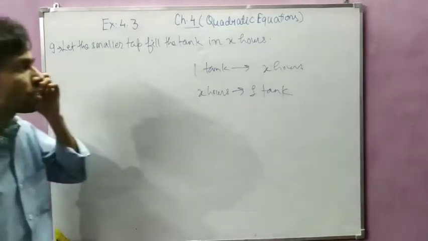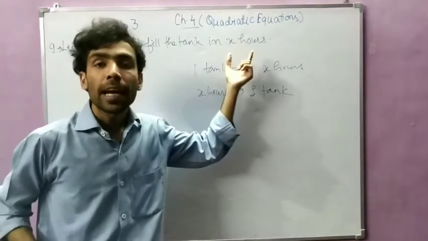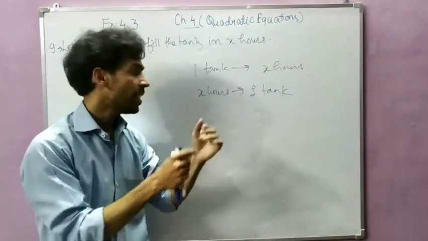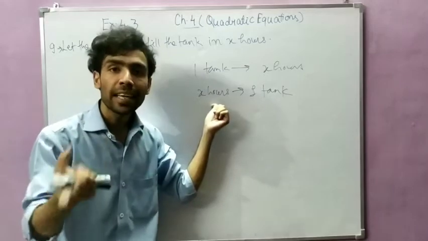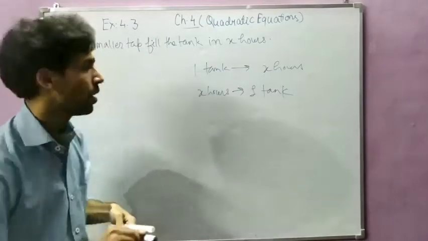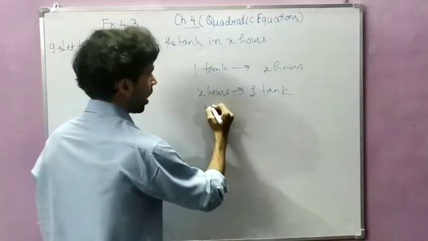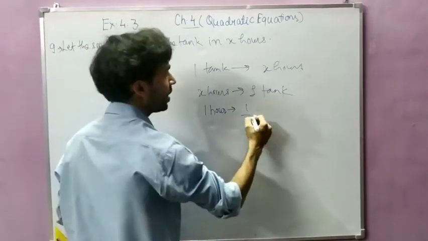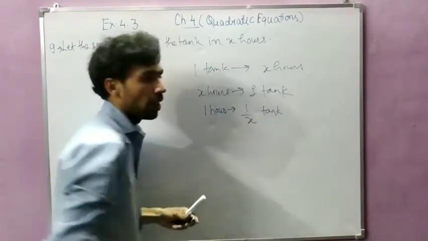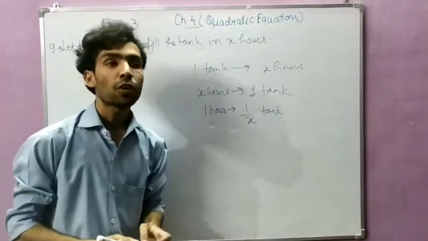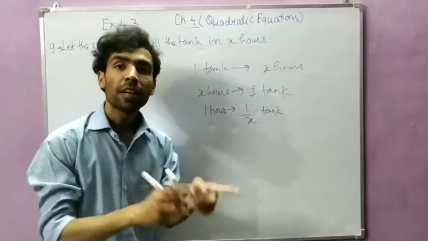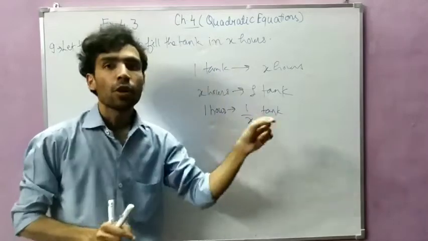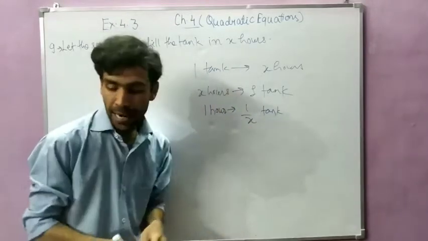See students, I was telling you that a smaller tap can fill the tank in x hours. Okay, so one tank can be filled in x hour. When it is written in reverse, in x hour how many tanks can be completed? One tank can be filled. So in 1 hour, how much part of the tank will be completed? That will be 1 by x. In time and work we have calculated the work of 1 day. So here also we will calculate the work of 1 hour, because hour is also a part of time and day is also a part of time. So the same pattern we will use to solve this question.